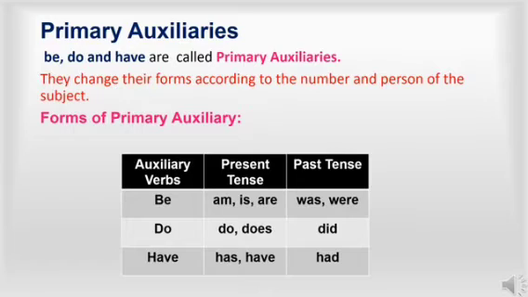So children, these are the words which are new for you. Please write these words and learn these words again and again so that you will remember what primary auxiliaries are and their different forms. The primary auxiliaries, I repeat it, the words are be, do and have. They can change their form according to the number and person of the subject.